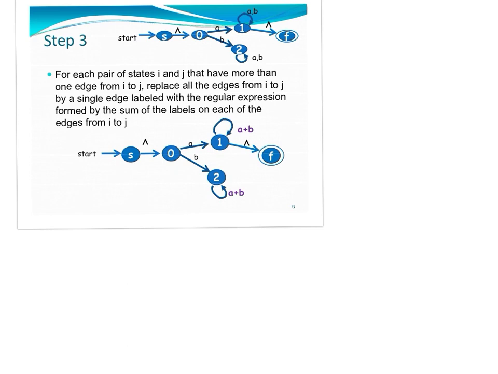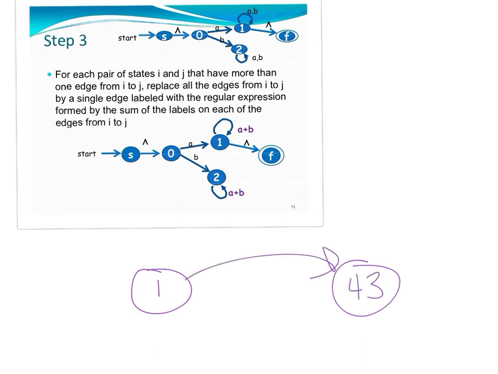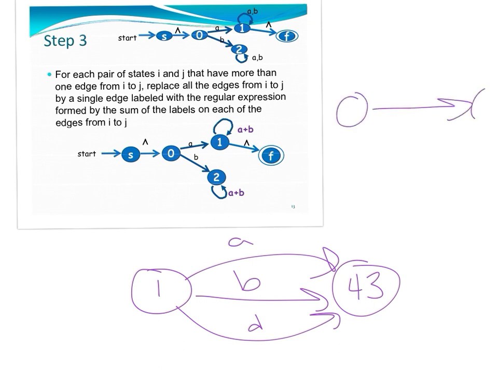So what they're talking about is the following. Suppose that you have a graph, and somewhere in the graph you've got a couple of states. We'll call this state 1 and this state 43. And between state 1 and 43, maybe you have A, and you have B, and you have D. Another way that we sometimes write that in shorthand would just be, from 1 to 43, you have A, comma, B, comma, D.